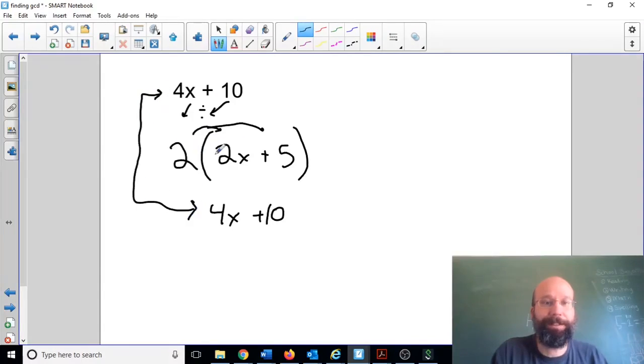So if it's easier to think of it as reverse distributing, then you can. But we're just factoring out whatever these terms have in common. In this case, their greatest common factor is just the 2. Well, let's do another one.